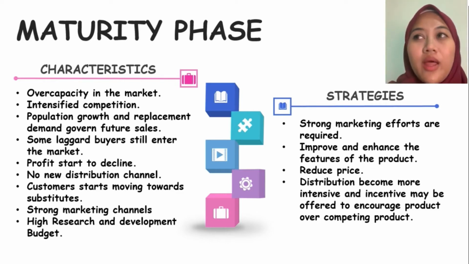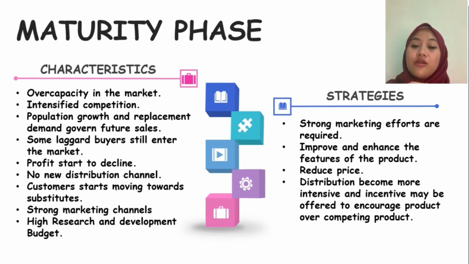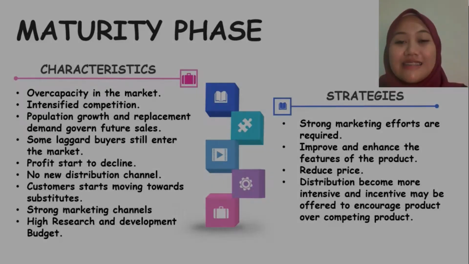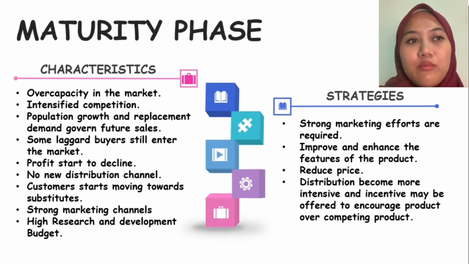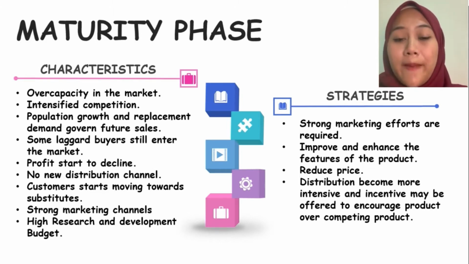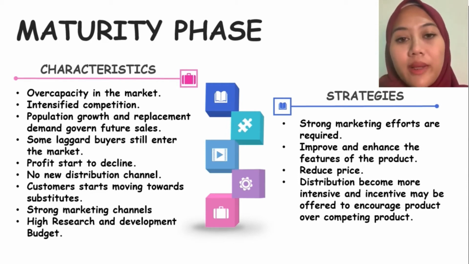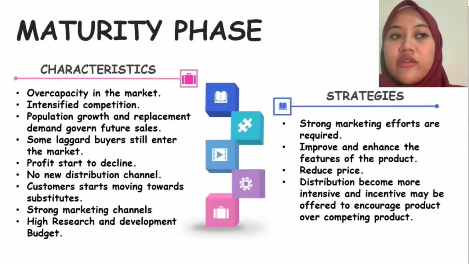However, the profit of the company starts to decline because of what? Because there are a lot of competitors that promote the same product at better performance. Next, no new distribution channel. Then, customers start moving towards substitutes, finding a product that might have the same function but at a lower price. And then strong marketing channel. High research and development budget. They would do research and development again.